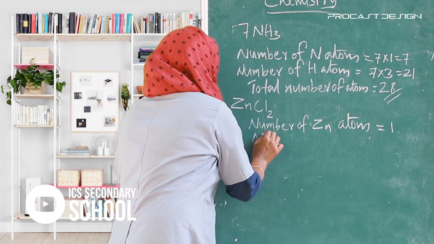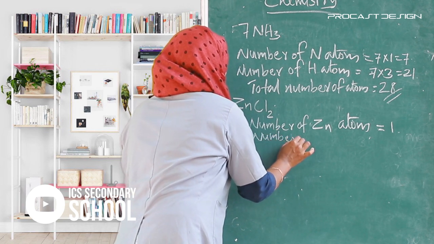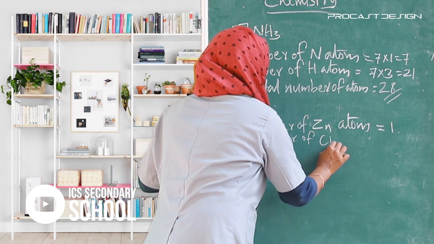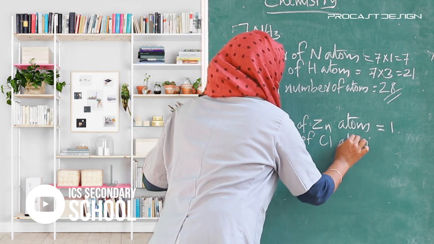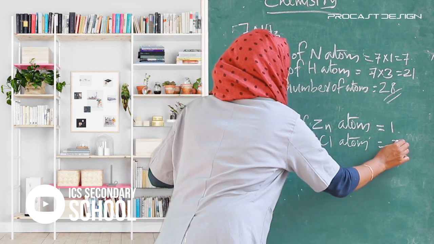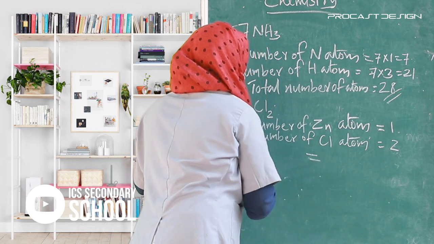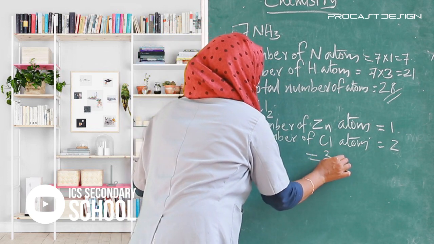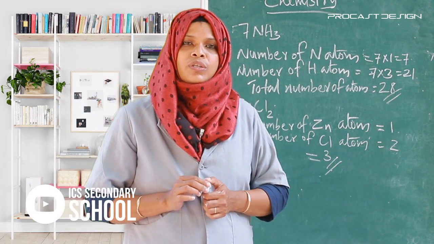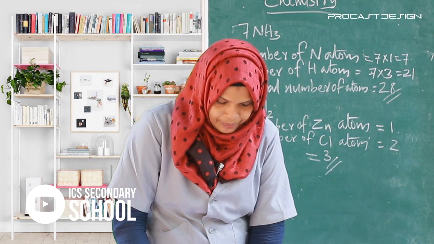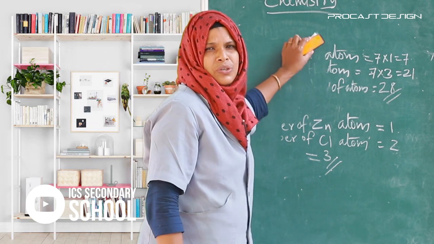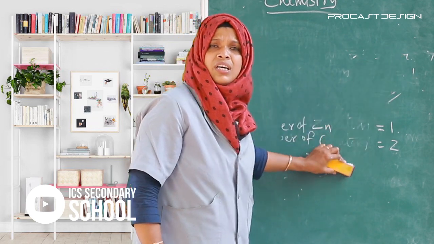Then number of chlorine atoms equal to 1 into 2, 2. Total number equal to 3. You should write these question answers in your notebook.